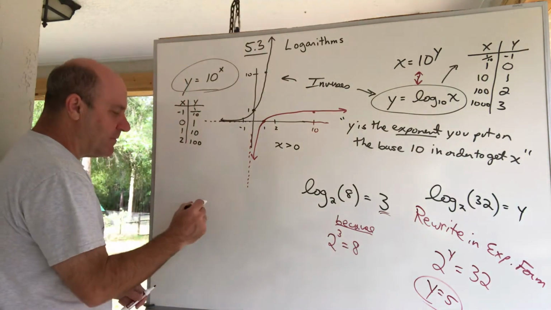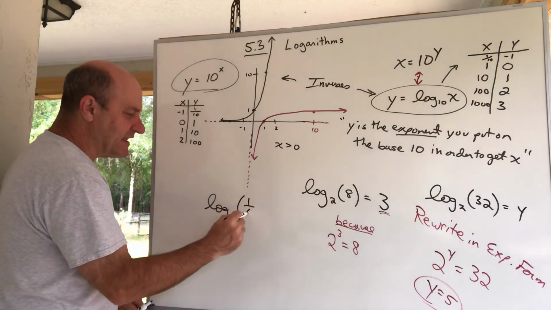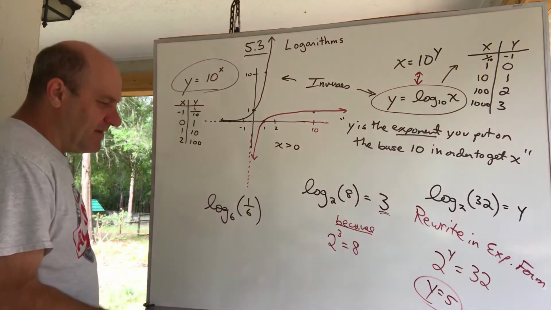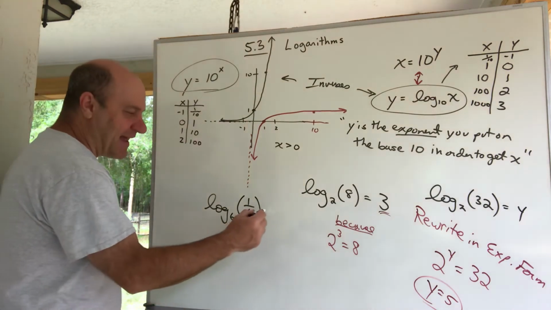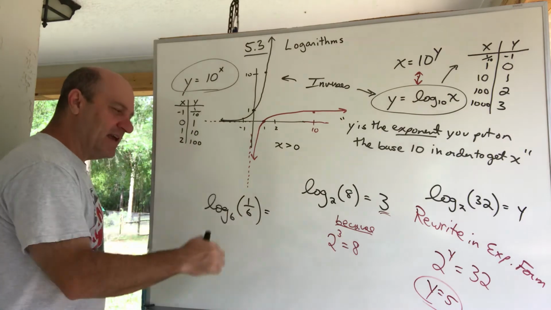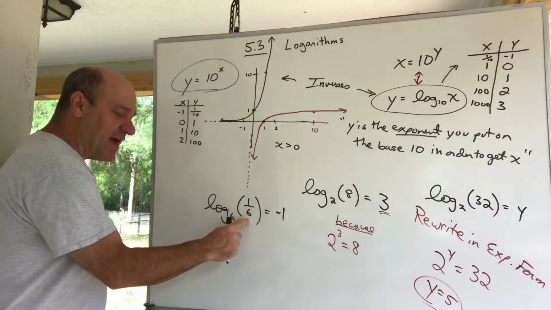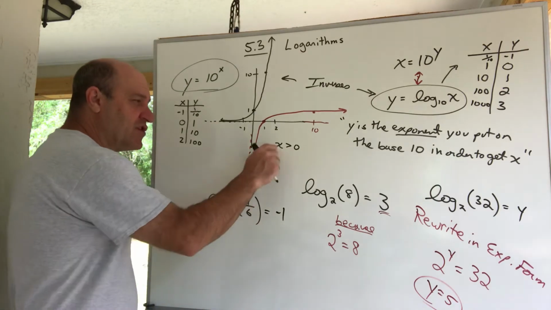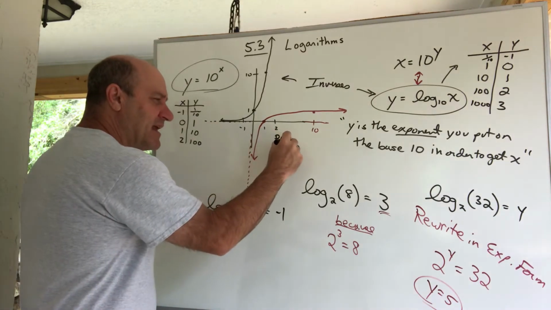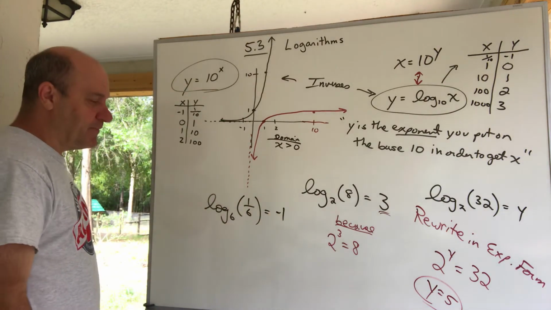Here, let's try another one. The log base 6 of 1/6. Maybe rewriting it helps. I kind of know the answer. I'm looking for the exponent you put on 6. I think it's -1. The answer can be negative. You're not allowed to input any negative numbers. The domain, you're not allowed to input a negative number, but the answer could be a negative exponent.